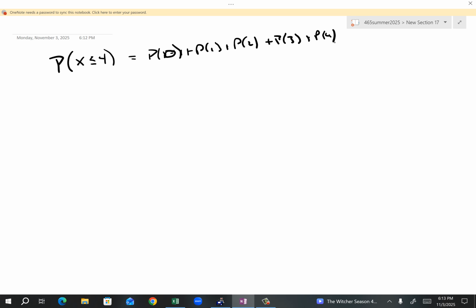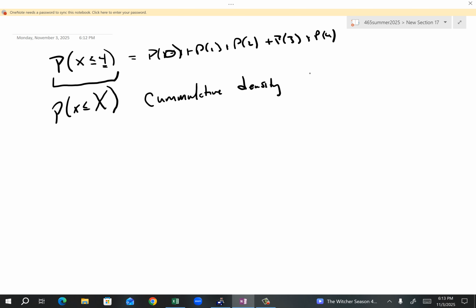We actually have a name for this. The probability that x is less than or equal to big X, where x is just a value like 4 or something, is referred to as the cumulative density function, or in other words, the CDF.